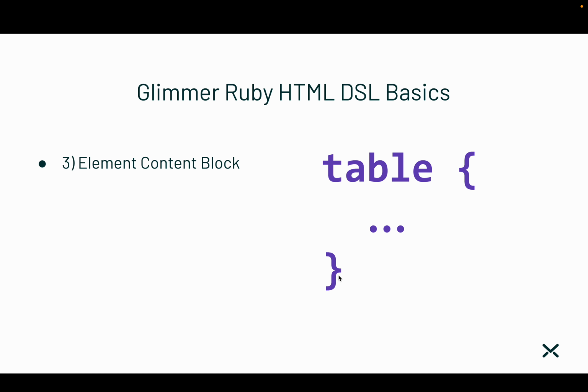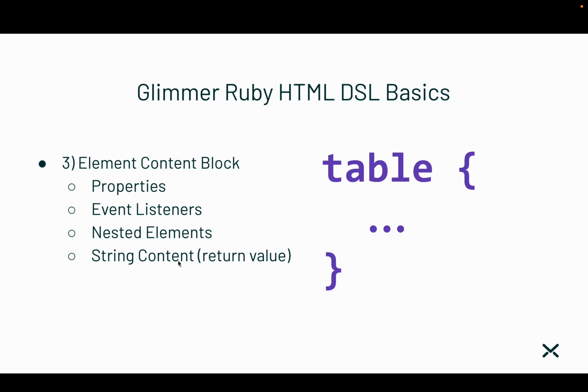But here we're going to use them on multi-line content to indicate that it's structure. So that makes the code simpler in being able to parse and figure out what's structure and what's logic. And usually you open this block and then you can put in it properties, event listeners, nested elements, or string content.